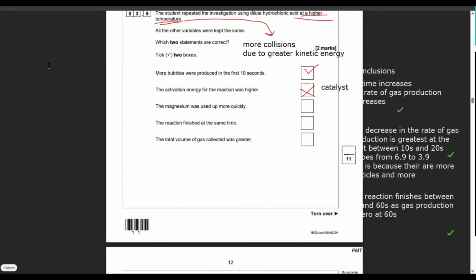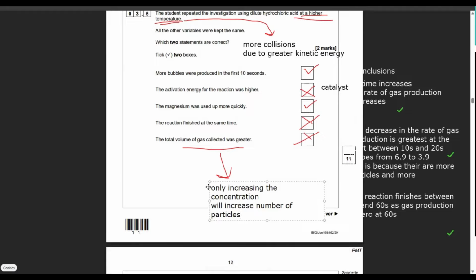The magnesium was used up more quickly. The reaction finished at the same time. The total volume of gas collected was greater. It's actually going to be that the reaction happened more quickly. It was finished faster because you've got the same amount of particles, but they're bumping together more quickly, so it'll be over faster.